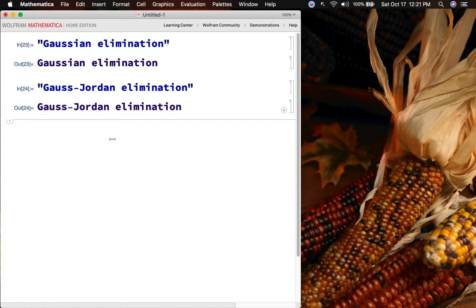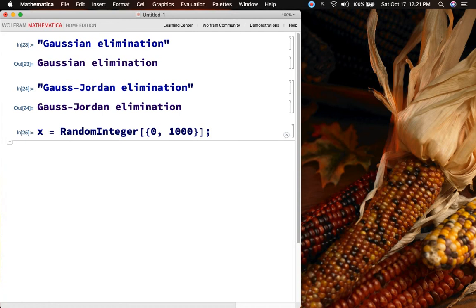X is going to be a random integer between 0 and 1,000. And I don't want to know what X is. To suppress output in Mathematica, I'm going to end my command with a semicolon. Shift Enter. Because I don't want to know what X is, not yet.